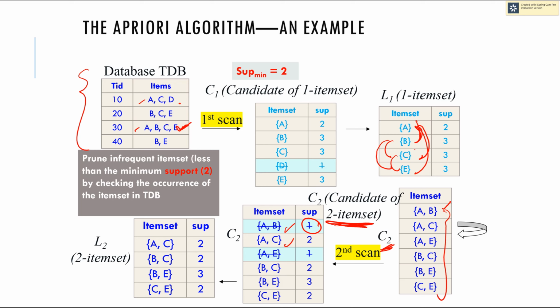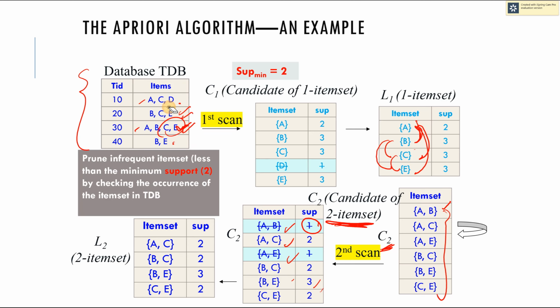A, E, where is it? Okay, this one, only 1. B and C is 2. B and E is 3. And C and E is 2. This one and this one. Okay, so you have 2.